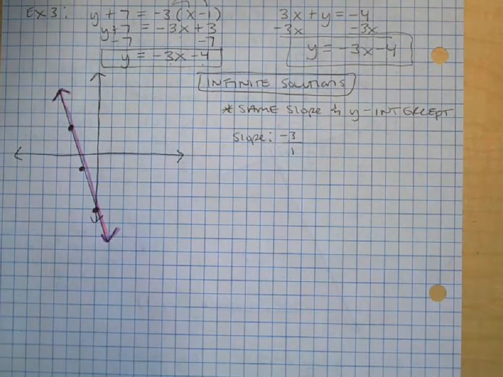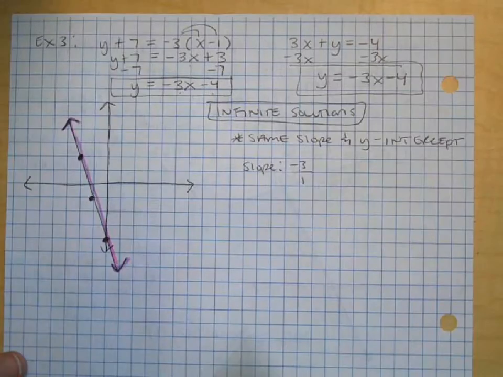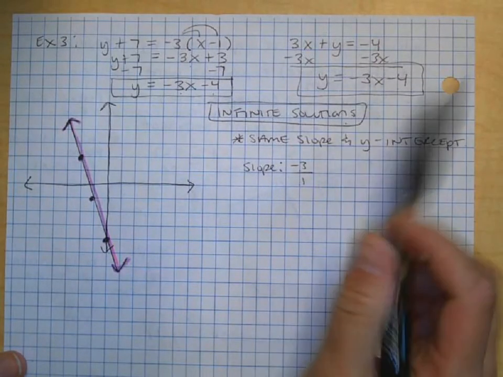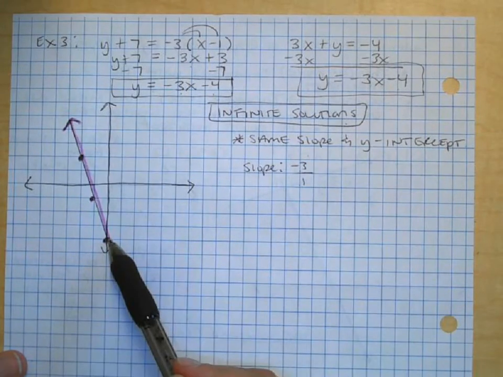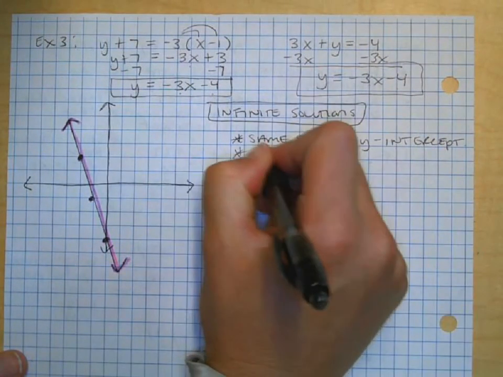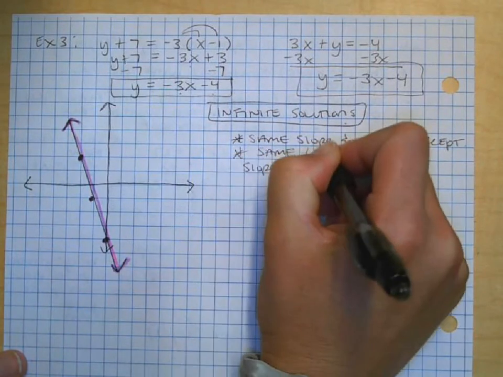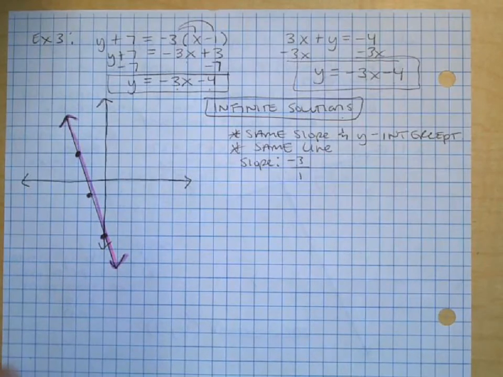So just to recap, you guys, on what makes all of our different solutions. So I showed you an example of infinite solutions. This is our same slope and y-intercept in our equations. That's how you will tell. It's also the same line. So let's actually say that. Same line on a graph.